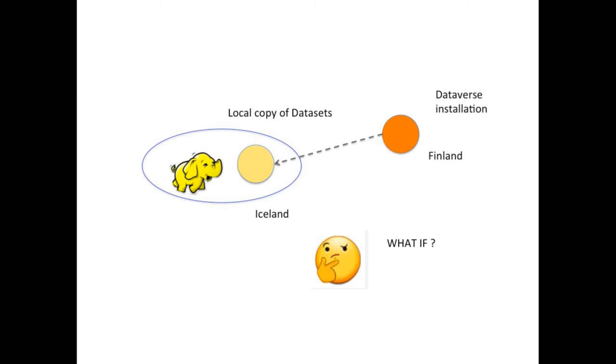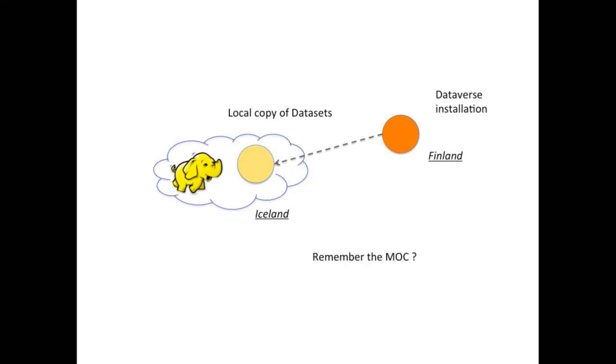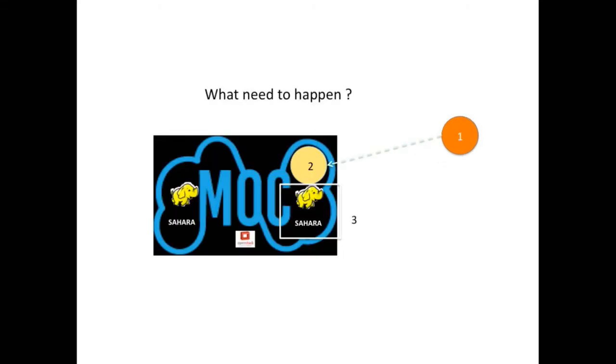How would I do this? I'm in Finland. I have a data installation there. All the data sets are there. But then the yellow dot means that I have compute power there somehow. What if we put the cloud and we put OpenStack over it? This is what MOC is all about. We have a public cloud for researchers. We combine the two. We federate among clouds there.